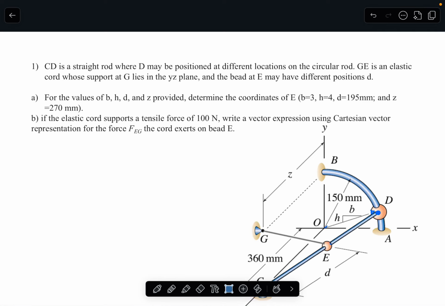Hello everyone to the MEC323 tutorial. We'll be going over these two questions that were used for the tutorial. Now let's start with question number 1.